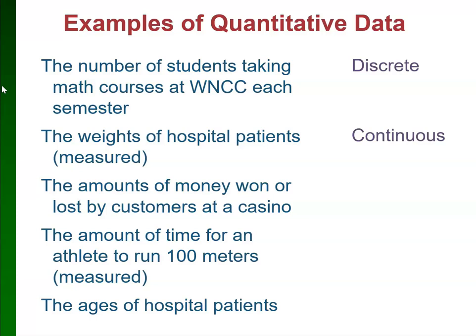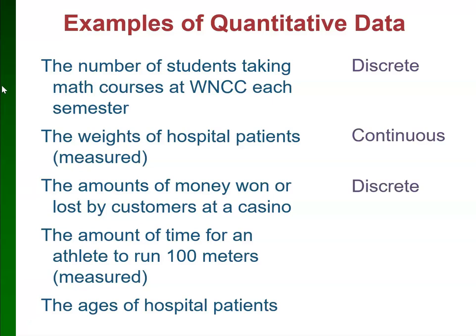The next one is the amounts of money won or lost by customers at a casino. Now, these amounts, again, can only have specific values. They might be negative if the customer lost money or positive if the customer won money, but there would be gaps between the possible values. For example, I might have won $5.25 or $5.26, but I couldn't have won $5.25.5. So there's a gap between the two possible values there. That means that this is a discrete value.